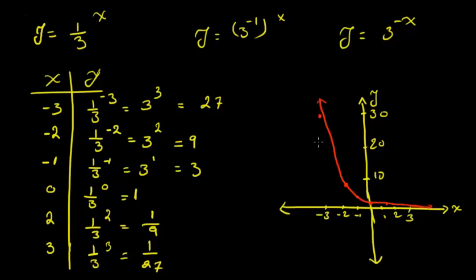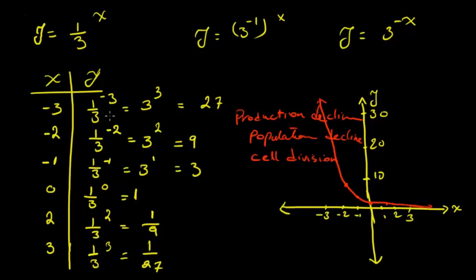The decay function can be used in many areas, for instance, in population decline and in production decline. So in a decline function, we start from a very large quantity and very quickly the decay happens and it goes down to a small number of population.